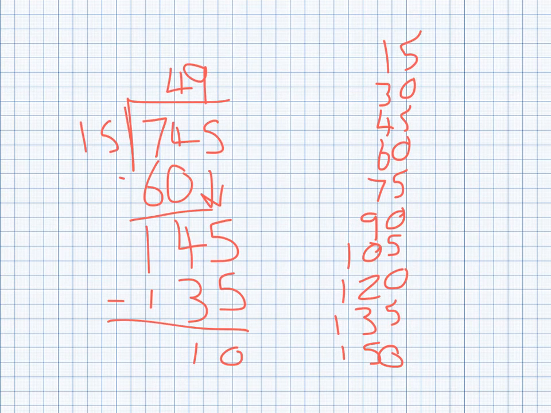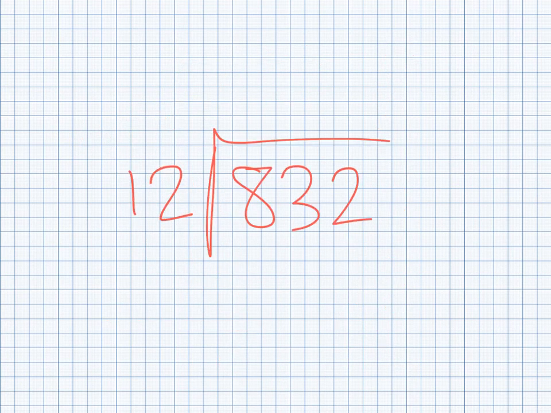Now, it can't be divided by any other numbers, so it becomes 49, remainder 10. So there you go. Long division is actually really simple. Why don't you have a go at this problem here? 832 divided by 12.